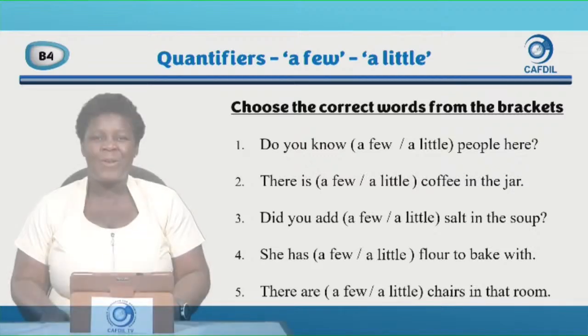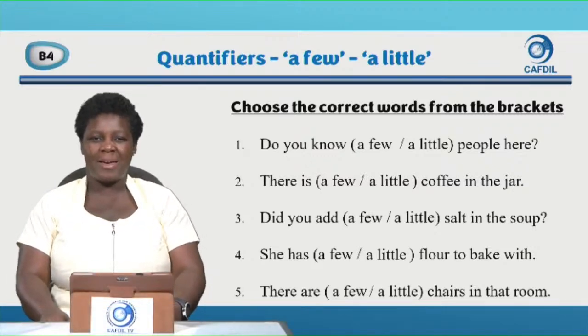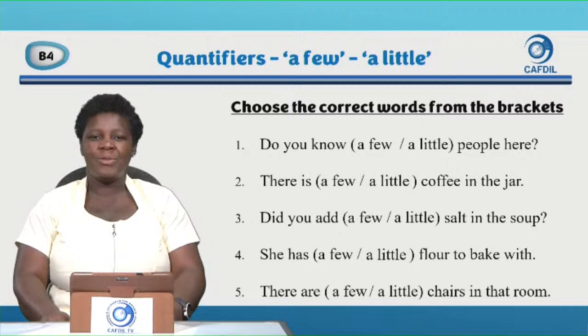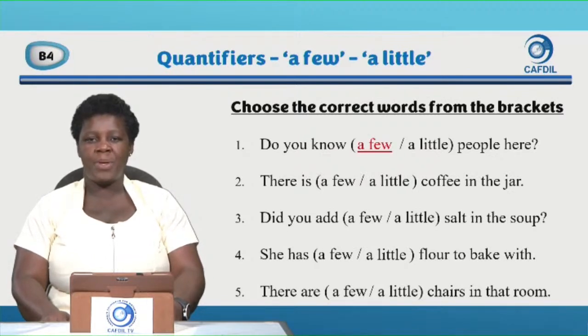Well done. Okay, now let's do it together. Choose the correct word from the brackets. We have a little and a few. Number 1. Do you know dash people here? What will be the answer? A few. Do you know a few people here?